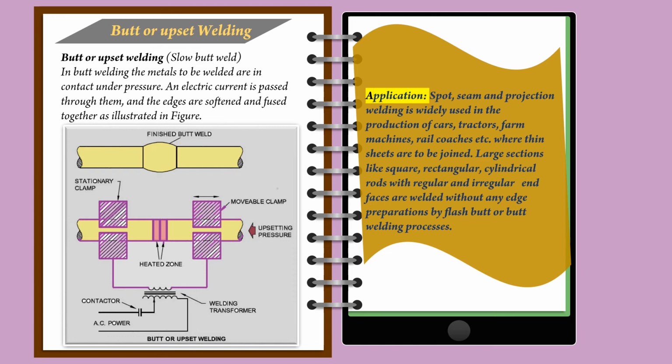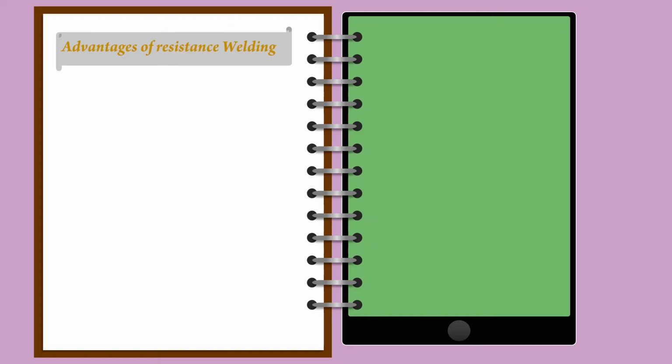Application. Spot, seam and projection welding is widely used in production of cars, tractors, farm machines, rail coaches, etc., where thin sheets are to be joined. Large sections like squares, rectangular, cylindrical rods with regular and irregular end faces are welded without any edge preparation by flash butt or butt welding processes.